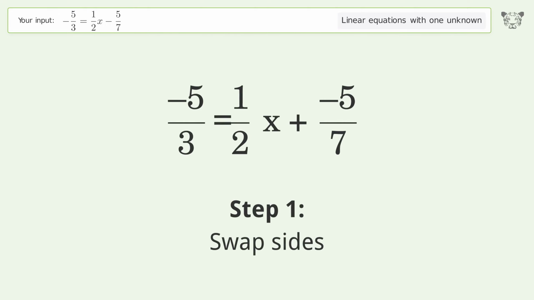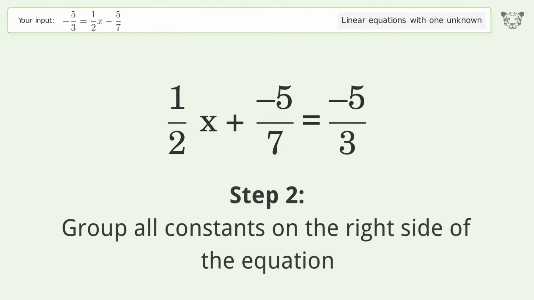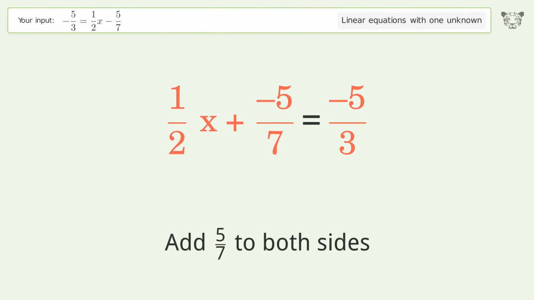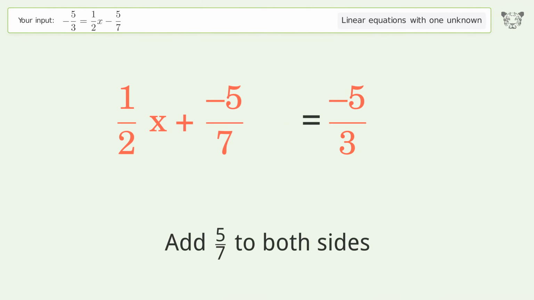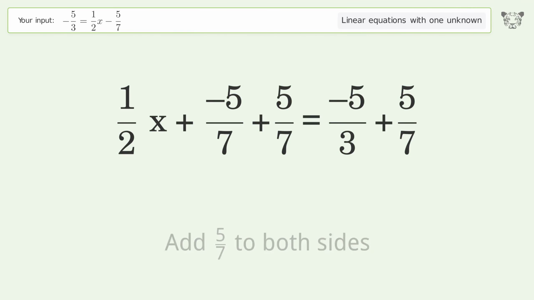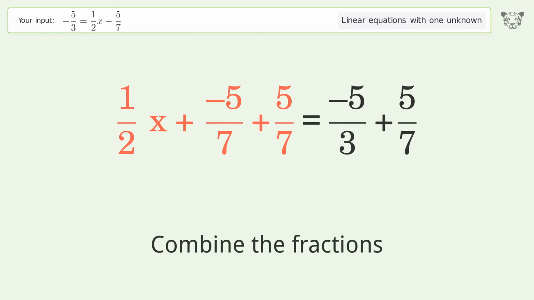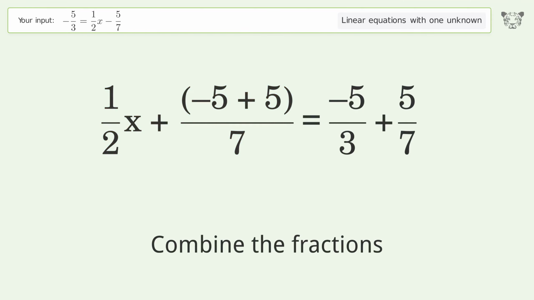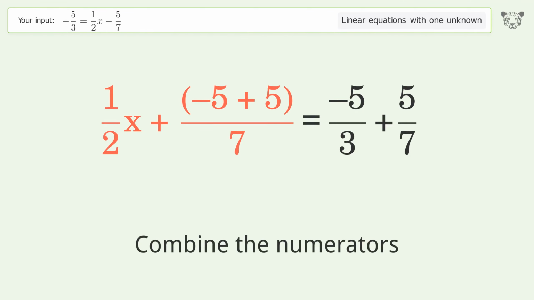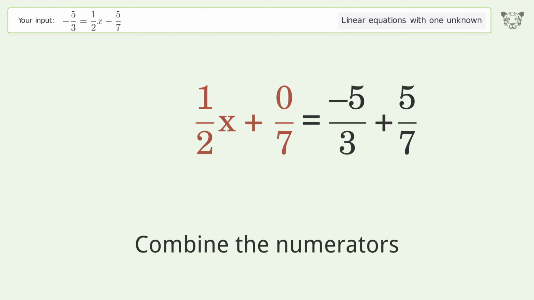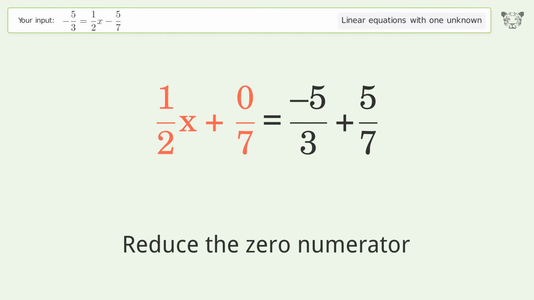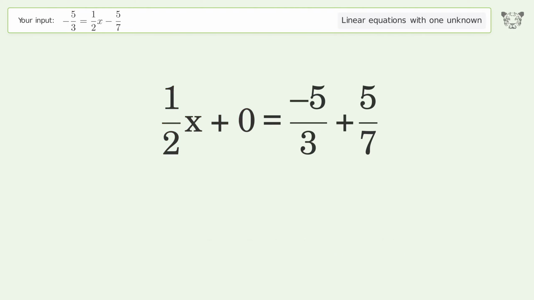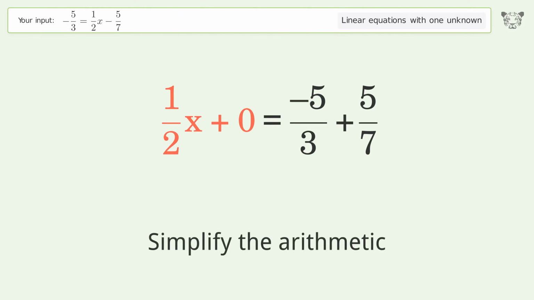Swap sides. Group all constants on the right side of the equation. Add 5/7 to both sides. Combine the fractions. Combine the numerators. Reduce the zero numerator. Simplify the arithmetic.